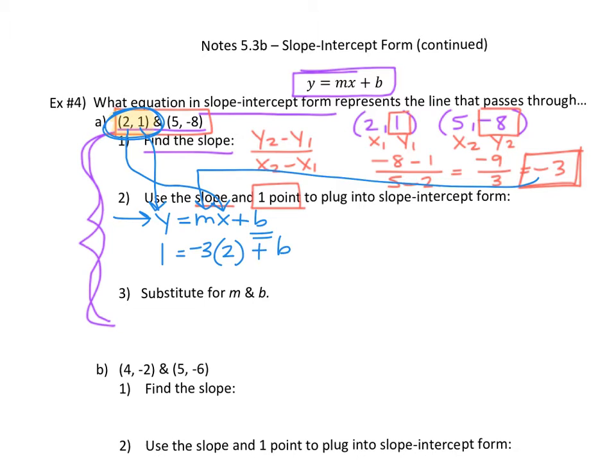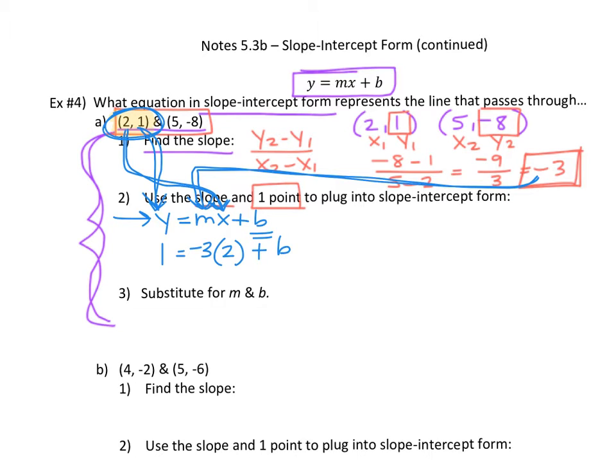So now that you've written it down, just look at it one more time. I took the y from a point and put it here. I took the m, the slope we found, and put it here, and I took the x from that same point and put it here, okay? Now, all we have to do is solve for b.